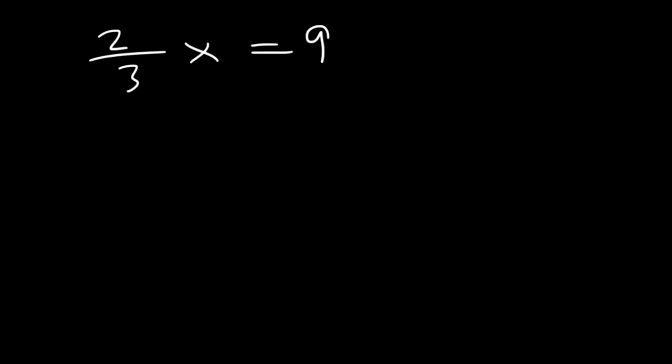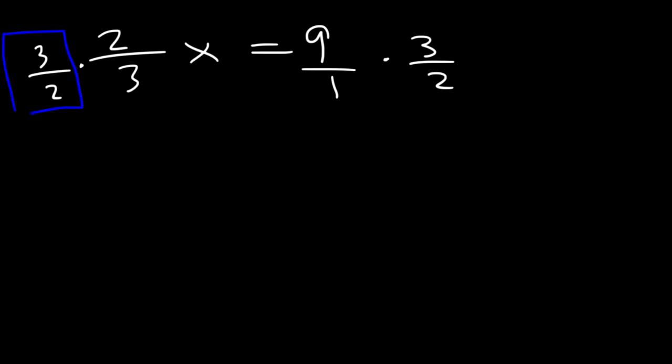Now what about that one? 2/3 x is equal to 9. How can we find the value of x? If you have a fraction in front of the variable that you want to isolate, multiply both sides by the reciprocal of the fraction. So that is, multiply both sides by 3 over 2. 9 is the same as 9 over 1. Now whatever you do to the left side, you must always do to the right side.